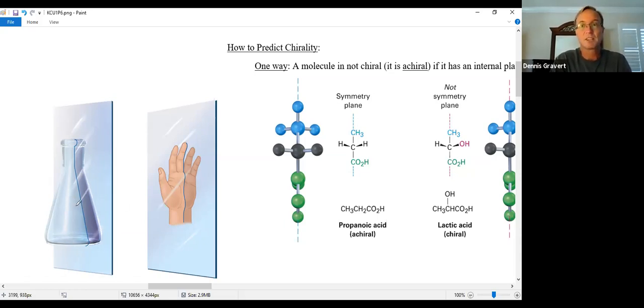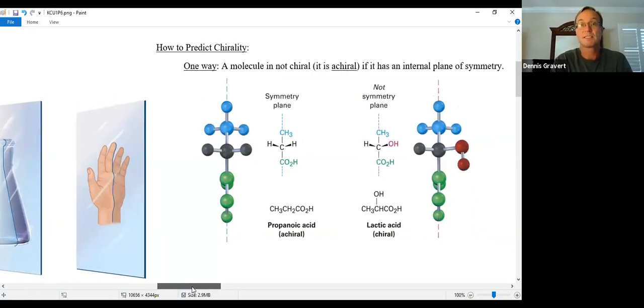Erlenmeyer flasks are achiral objects. A hand is a chiral object. And if you can find a plane of symmetry, you can rule out whether it's chiral or not. Now with the molecule, it takes a little bit more work. It still is a good test.